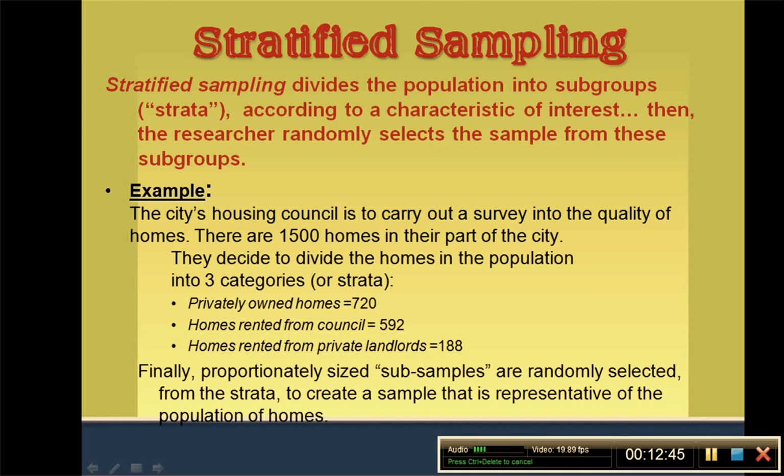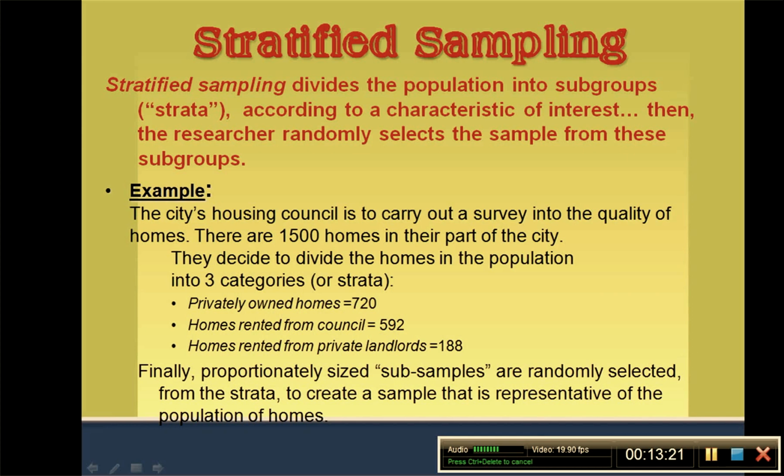For example, the city's housing council is to carry out a survey into the quality of homes in the neighborhoods in the city. There are 1,500 homes in their part of the city. And they decide to divide these homes in the population into 3 categories based on ownership. By the way, note, they decide to divide up. So this is not some pre-existing division, this is something they do. Okay? Privately owned homes, 720, rentals, 592, and rented from private landlords, 188.